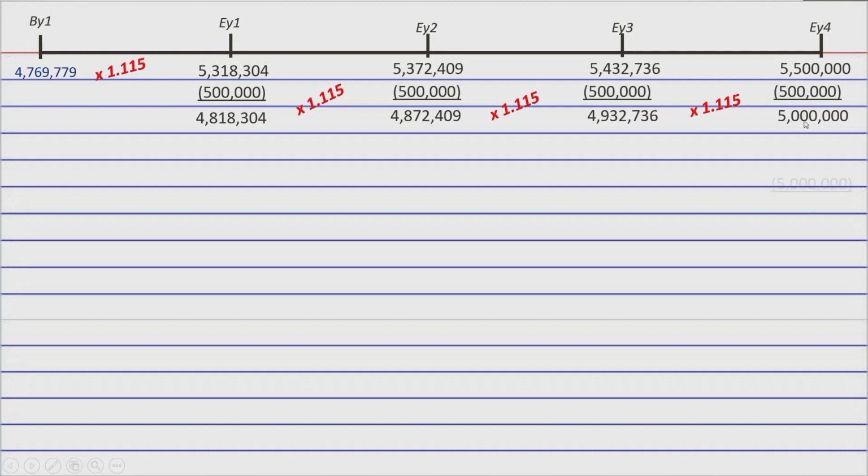And then because it's the end of the maturity term, then 5 million minus 5 million equals 0. So that's the completed timeline. Now, it's time to make the journal entries.